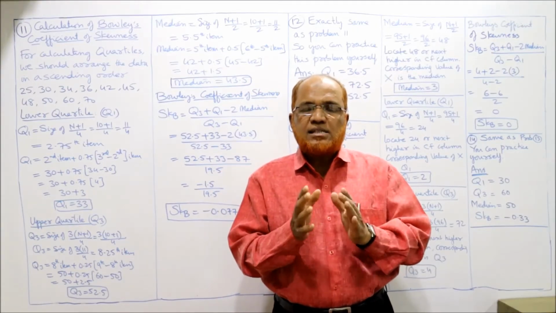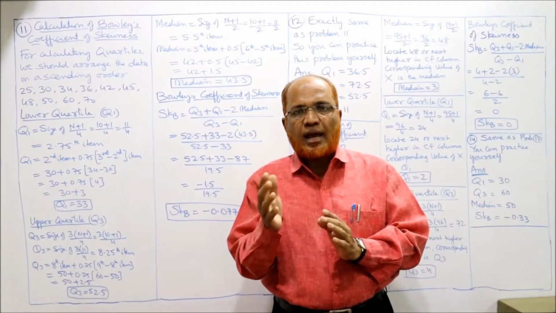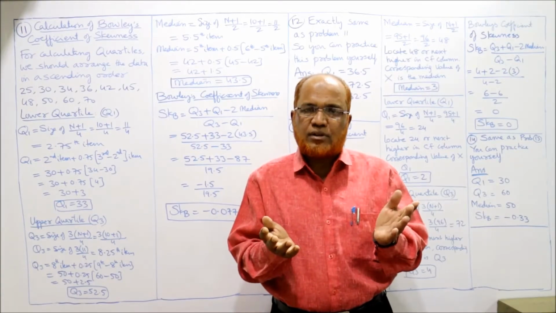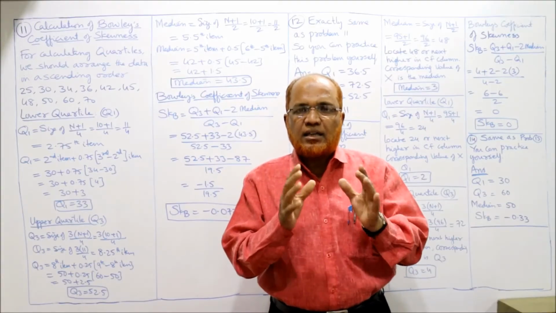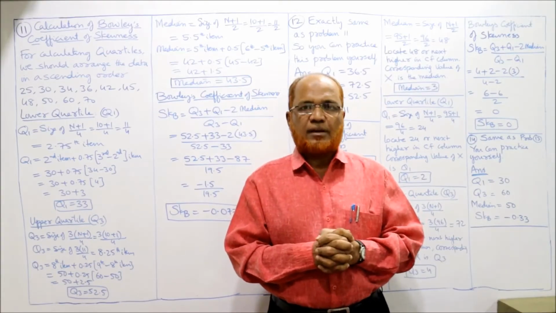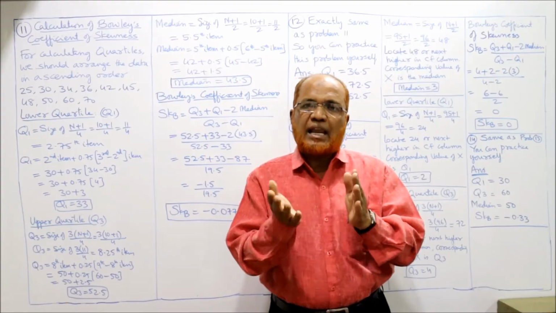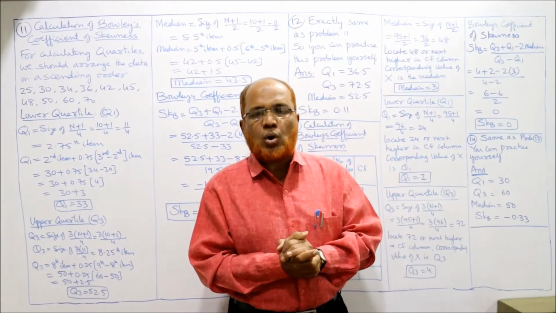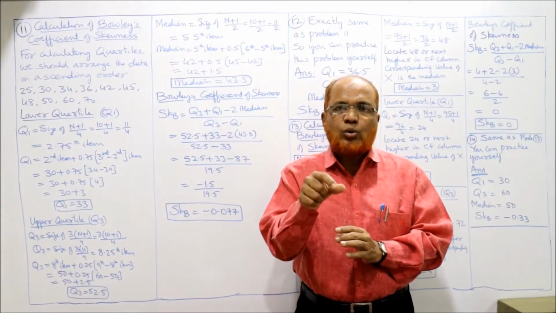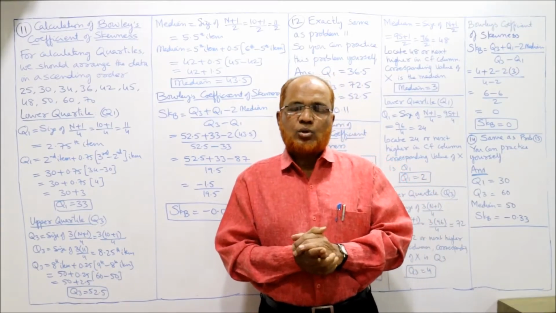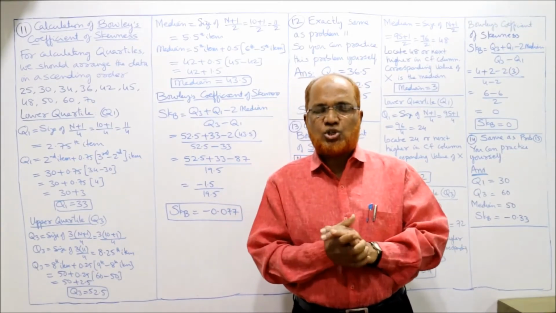Asymmetrical means more values are lying to the right and fewer values on the left, or more values on the left and fewer values on the right. Like this, lack of symmetry will be there. That distribution which lacks symmetry is called asymmetrical distribution or skewed distribution. So skewness will show the shape of the distribution.